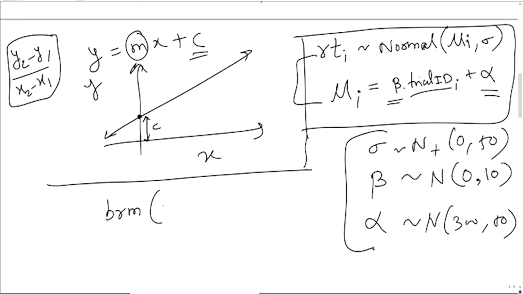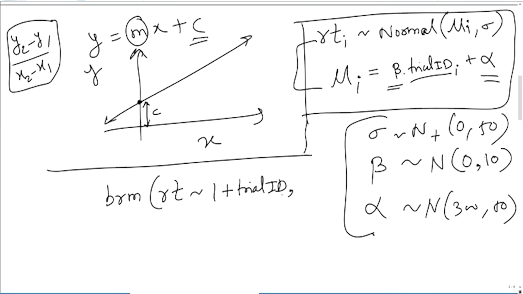So the model is like this: in BRMS, reaction time is given by 1 plus trial ID. So this is the format. You write a regression model in BRMS. 1 means the intercept, trial ID is the predictor. What is this? This is the outcome variable. This is the predictor variable, the variable that we are using to predict the outcome.